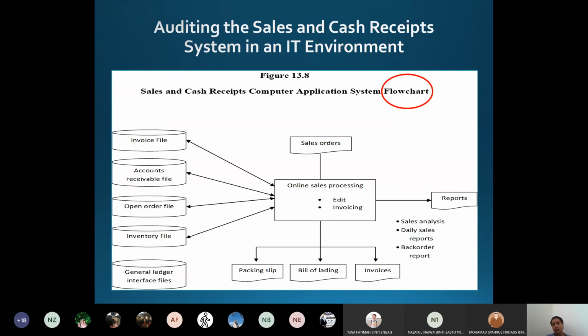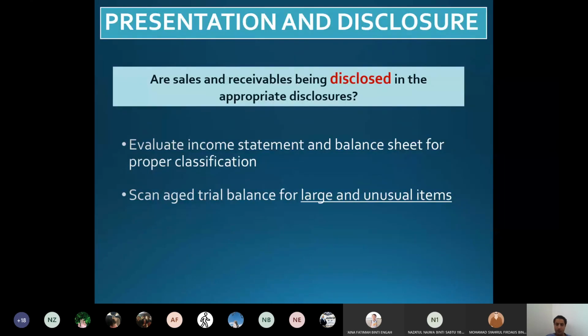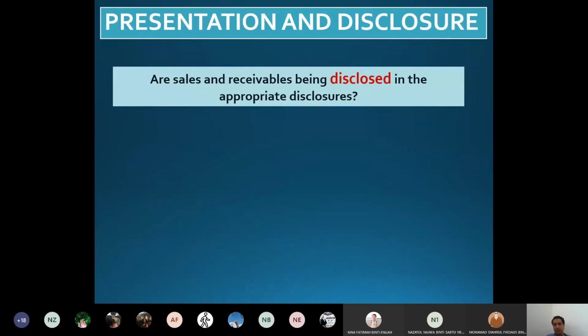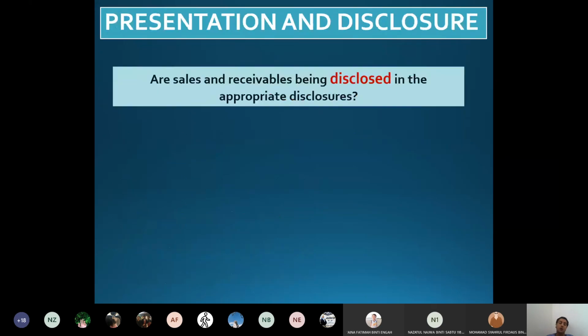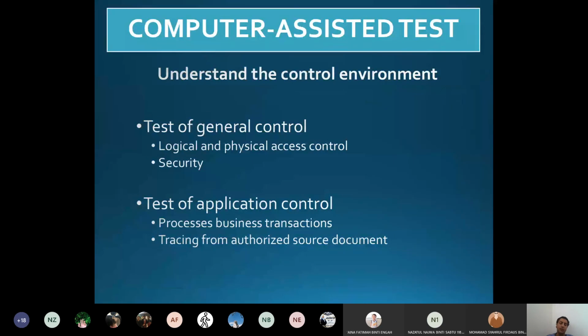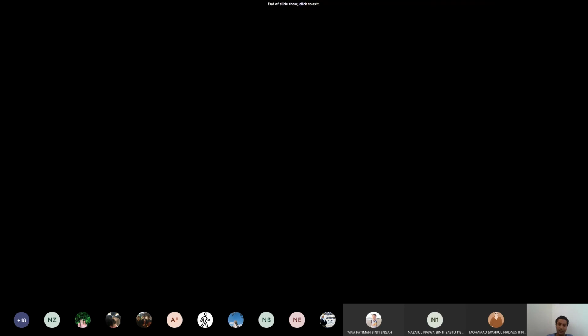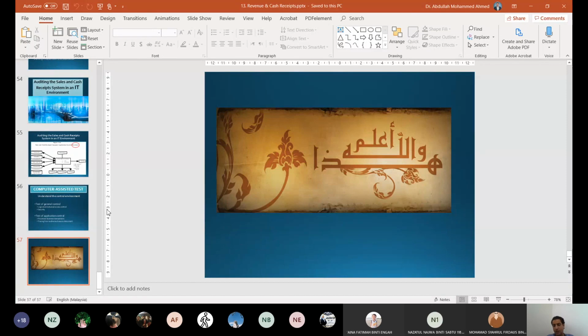What I would like to mention before we end today is that all of these procedures the auditor will do should be in line with the audit objectives and management assertions related to that transaction or accounting cycle. Okay, so I believe that's all for this chapter.